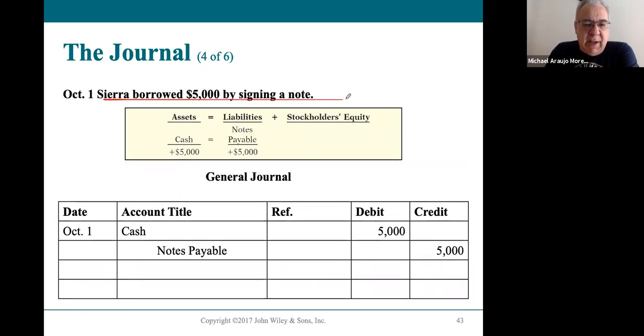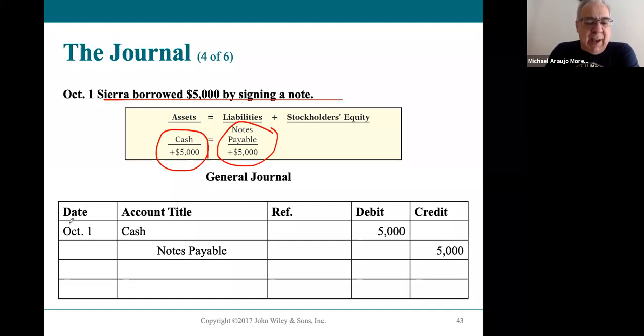Okay. We borrowed money here by signing a note. We analyzed it. We had more cash. We had more notes payable. We know when we apply our debit and credit analysis, more cash happens on the debit side of the cash account. More notes payable happens on the credit side of the notes payable account because it's a liability.